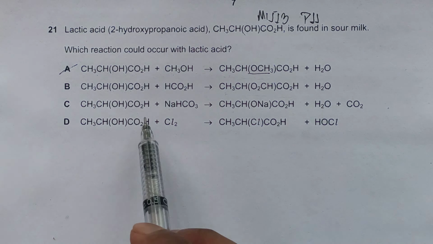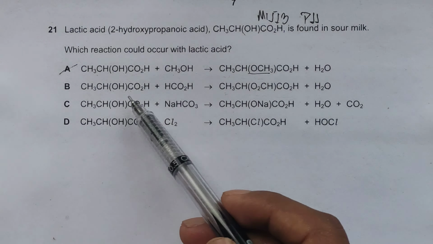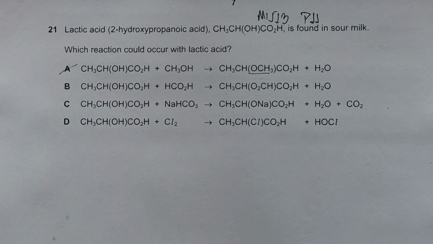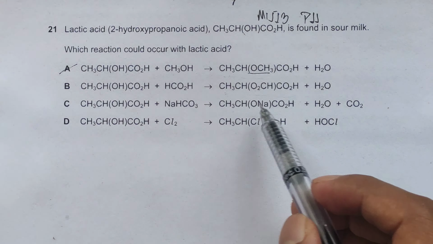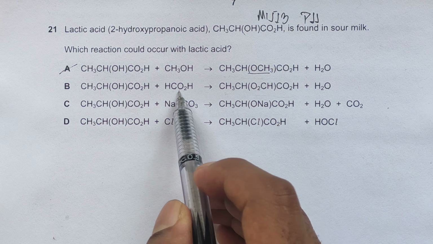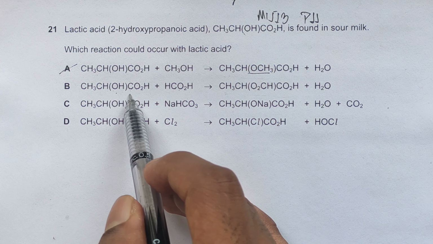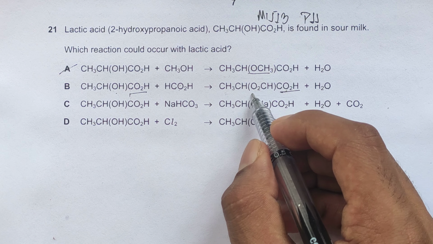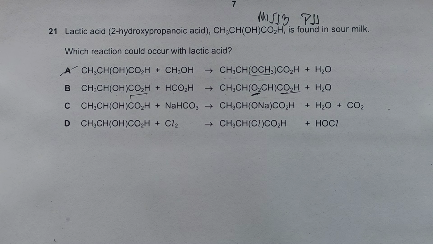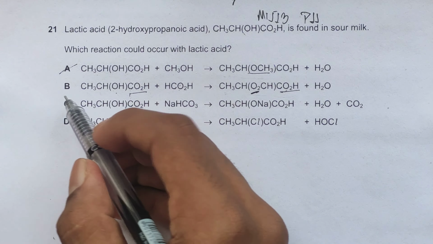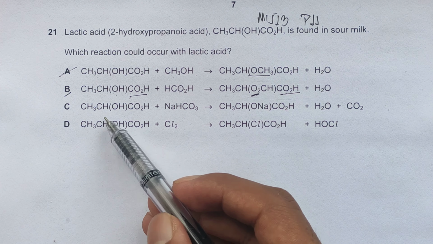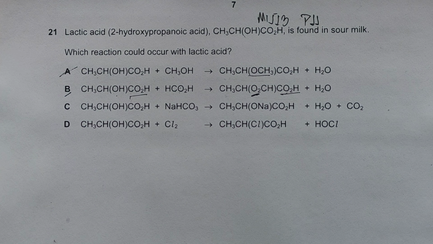Looking at option B, we have lactic acid and methanoic acid. Methanoic acid is carboxylic acid, and carboxylic acid reacts with alcohol to produce an ester. Now looking at the options here, we can see carboxylic acid has reacted with alcohol with this CO2H unchanged. So that means it has reacted to produce an ester, because CO2 shows the presence of an ester, which makes B the correct answer.